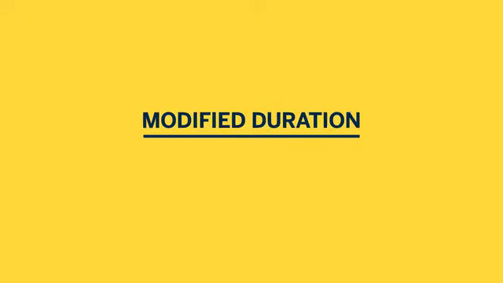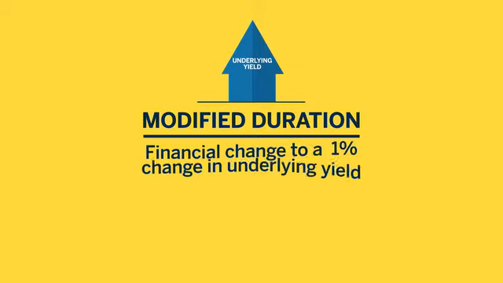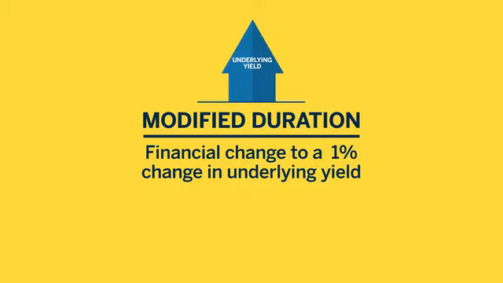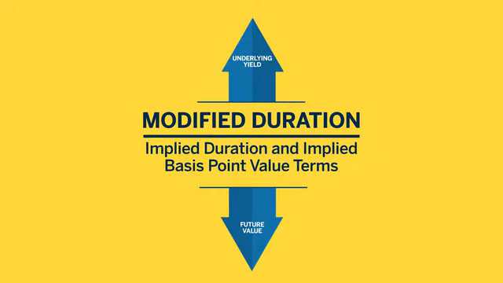The other factor used to measure risk is modified duration. Modified duration represents the financial change as a percentage gain or loss to a 1%, 100 basis points, change in underlying yield. U.S. Treasury futures can also be referred to in implied duration and implied basis point value terms.